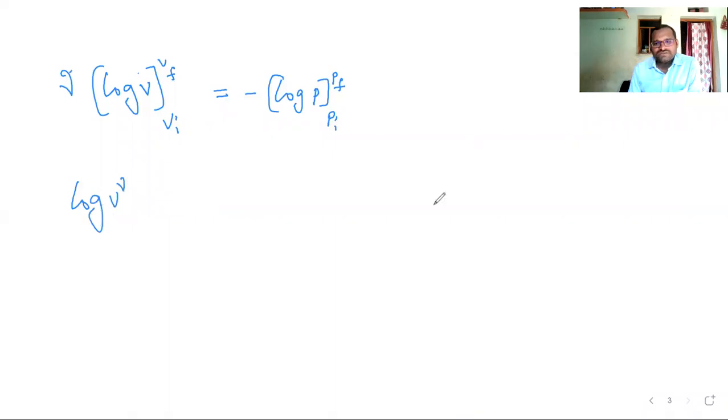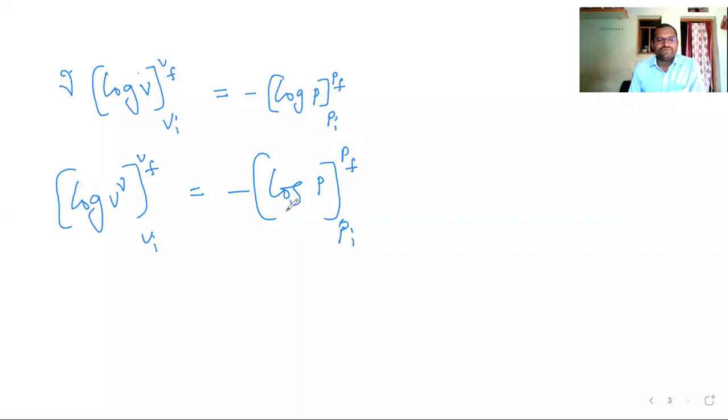Clear? Yes, how sir? N log x can be written as log x power n, like that. This n will go to this power. That's it. Okay? Clear? Yes. Now, so this will come log V power gamma, and it is having limits, V initial to V final, is equal to minus log P initial to P final.